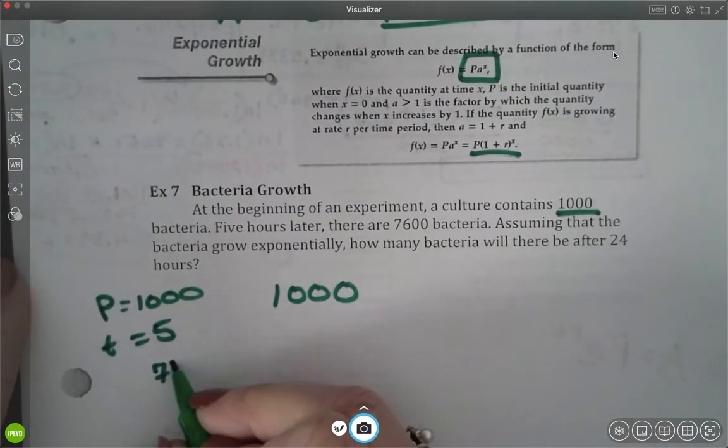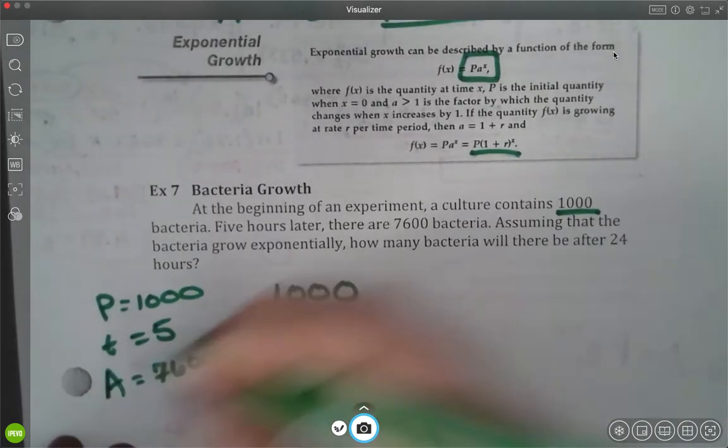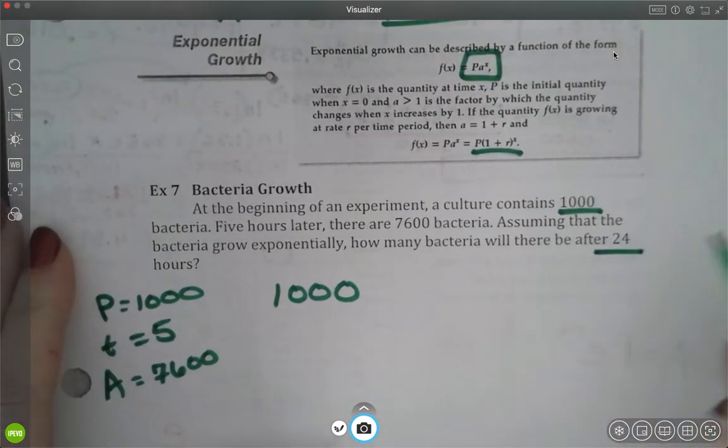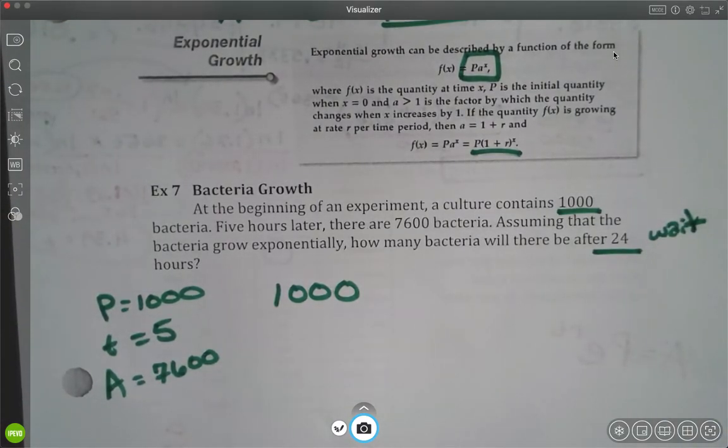What's 7,600 equivalent to? Yeah, it's like your A or your F of X. They write it as F of X. We wrote it up here as A. I think of A as being like the after amount, okay? After amount is 7,600. How many bacteria will there be after 24 hours? Okay, so where does the 24 go? It's also time, so what we have to do now first is we have to wait on this part. Until we have established our equation, we've got to wait for the 24 hours, okay?